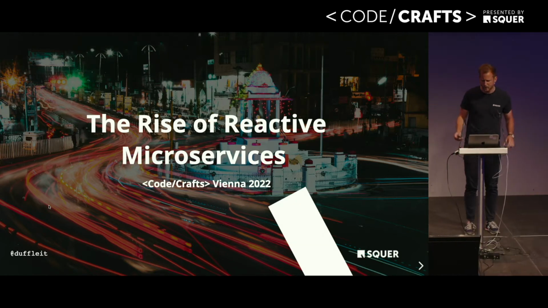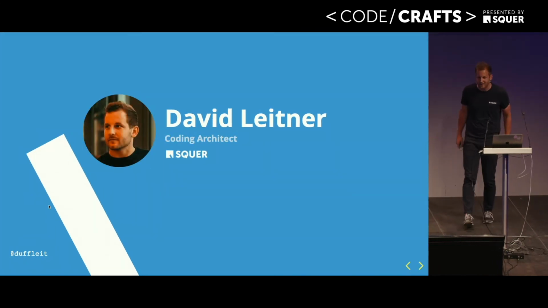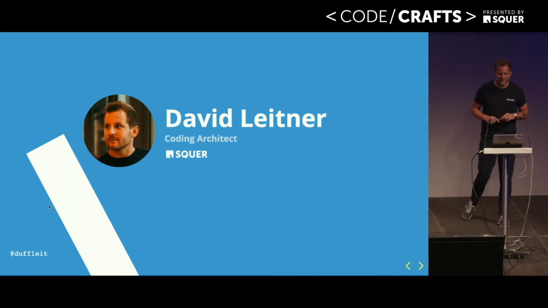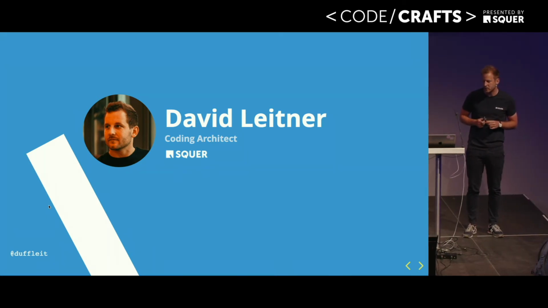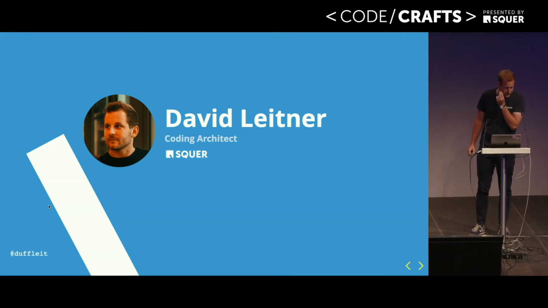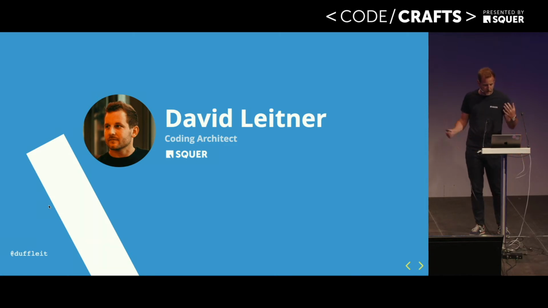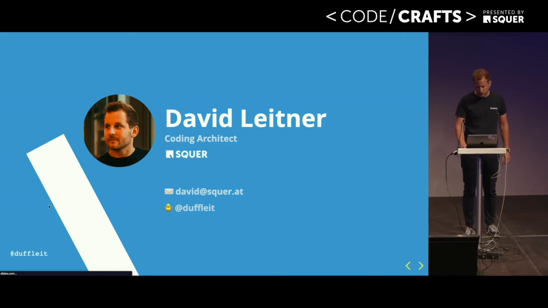So as Manuel mentioned, I'm a coding architect at Square. So I even had this title before. Patrick Kuh in the morning said that software architect seems to be a bad term, but I think it describes my work very well, because that's basically what I do. And actually, if you want to reach out, you find me on Twitter, you find me by email. I think that's the usual stuff.